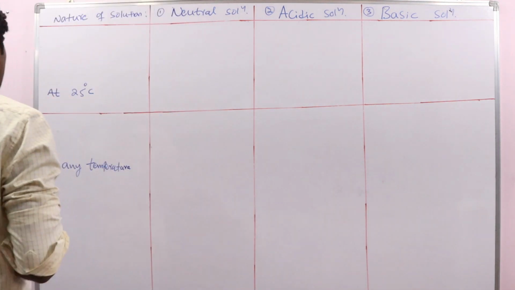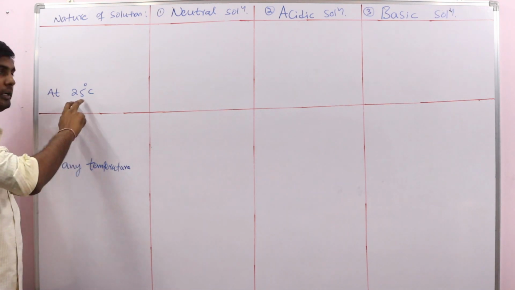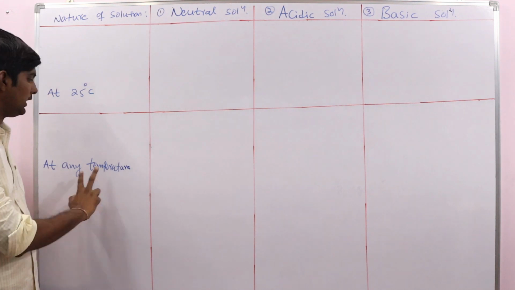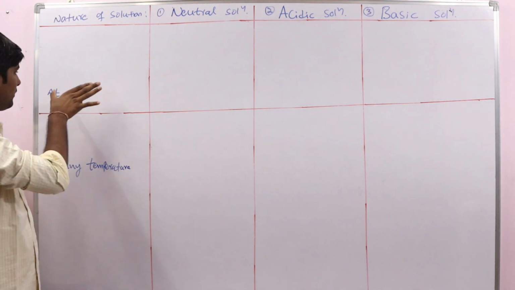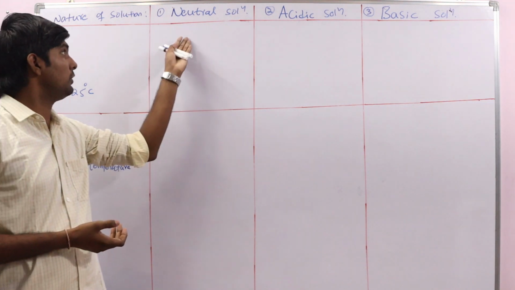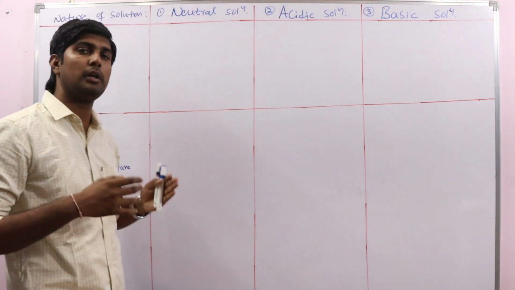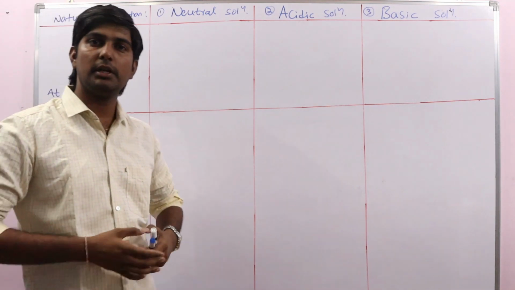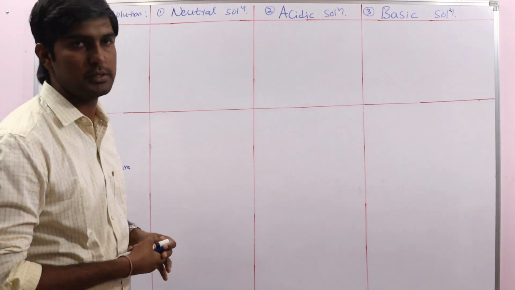Okay, so first, at 25 degrees centigrade, which we commonly use, and in the general case at any temperature, we will discuss what the concentration of H plus is in a neutral solution, an acidic solution and a basic solution. In the same way, we discuss at any temperature what the general relation is. Okay, so those we discuss now.